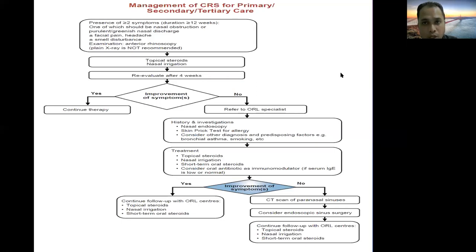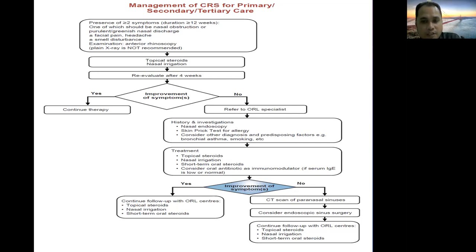If we encounter this type of complaint from the patient, which is nasal obstruction, purulent greenish nasal discharge, facial pain, headache, and some smell disturbances, we have to do anterior rhinoscopy, at least to have a look at the anterior part of the nose. If there is nothing we suspect except allergic rhinitis itself, we can give the patient topical steroid and nasal irrigation, and we can add on antihistamine. Then we can re-evaluate after 4 weeks.